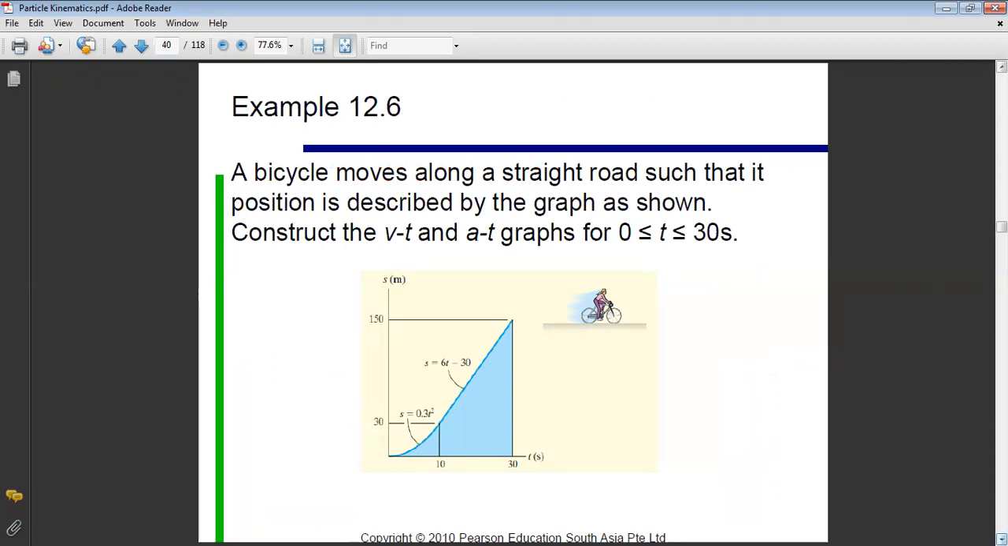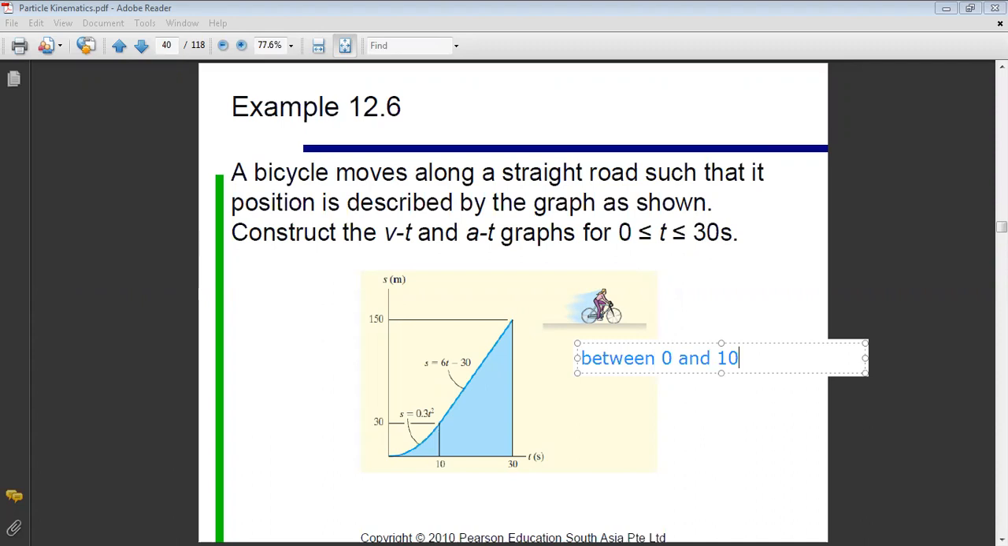So here we have motion described by a graph, and it is clear that we have two phases. Between 0 and 10, we have s equals 0.3 t squared, and between 10 and 30, we have s equals 60 minus 30. First, since they gave us the equation, it's very simple. We have s as a function of time to find v. So first, we have two phases, so we need to find the equation for two phases, between 0 and 10.